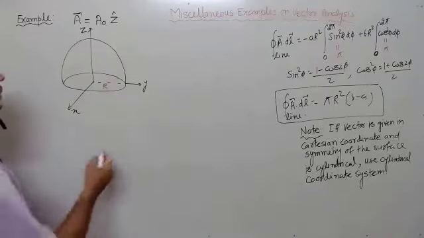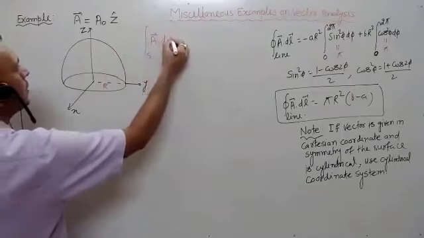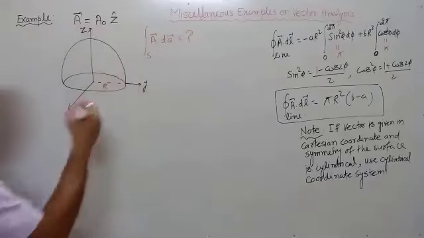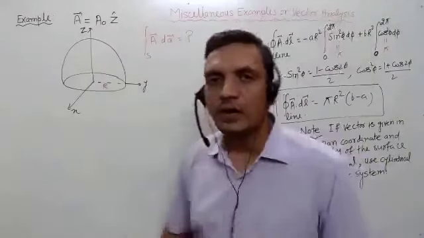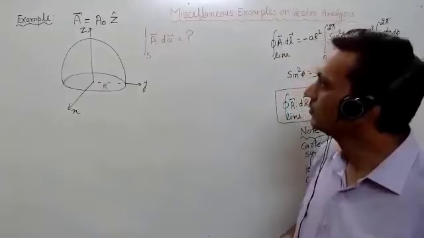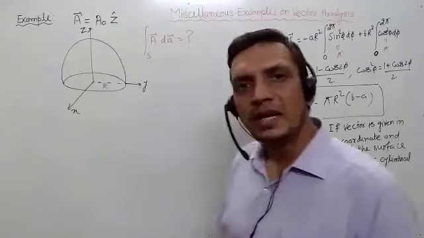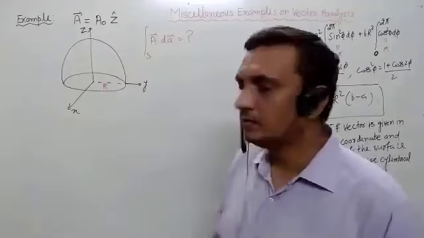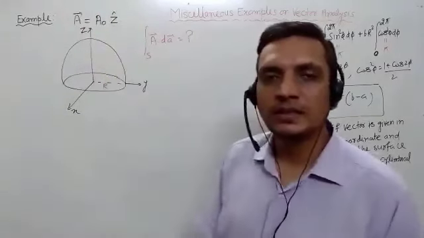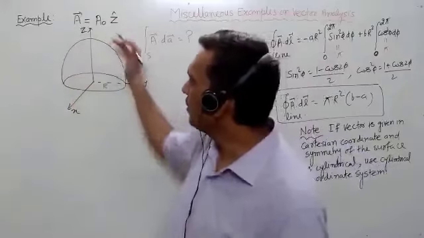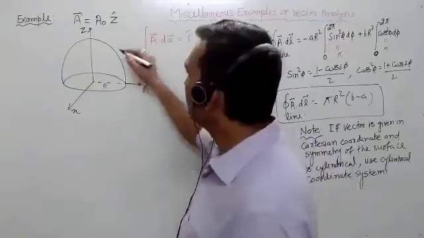So you have to find the surface integral of A dot dA over the hemispherical surface. This vector is in Cartesian. You can see vector A is in Cartesian, and the symmetry of the surface is spherical. You are on the surface of a sphere, so you can use spherical polar coordinates.